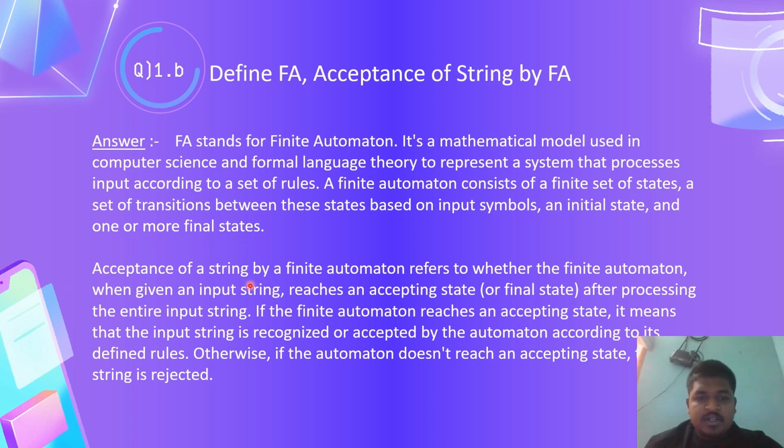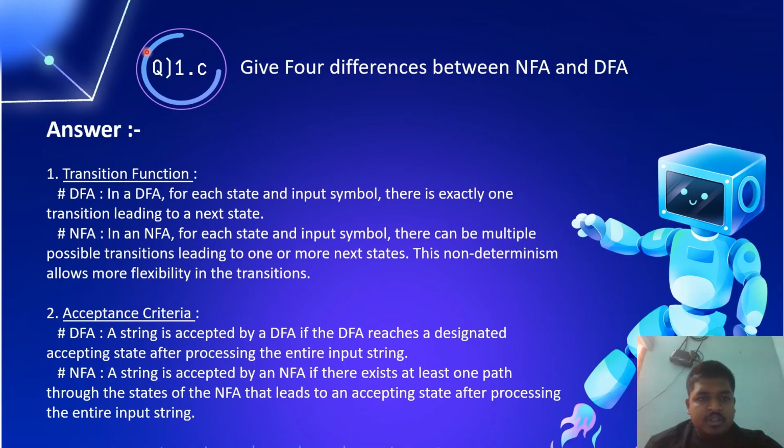Acceptance of a string by a finite automaton refers to whether the finite automaton, when given an input string, reaches an accepting state or final state. After processing the entire input string, if the finite automaton reaches an accepting state, it means that the input string is recognized and accepted by the automaton according to its defined rules. Otherwise, if the automaton does not reach an accepting state, the string is rejected. Now see question number first C. Give four differences between NFA and DFA.